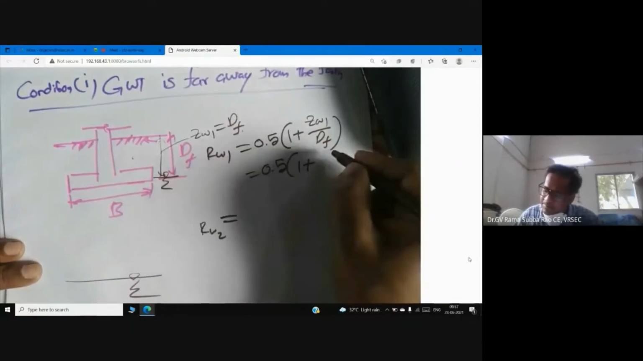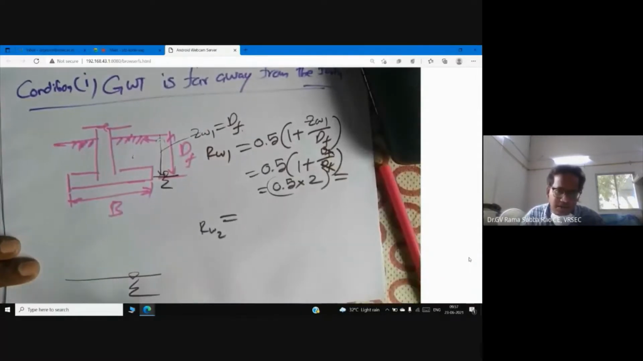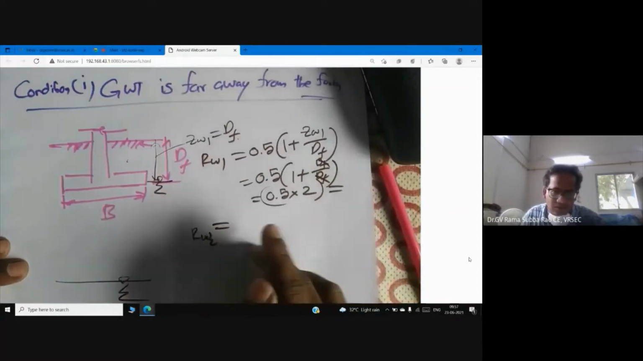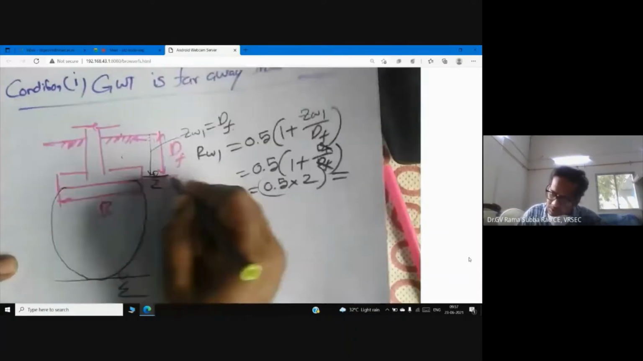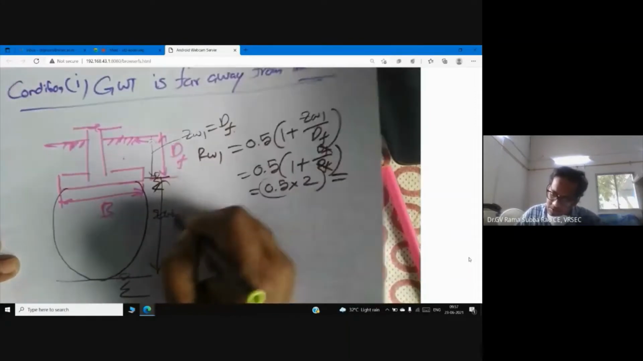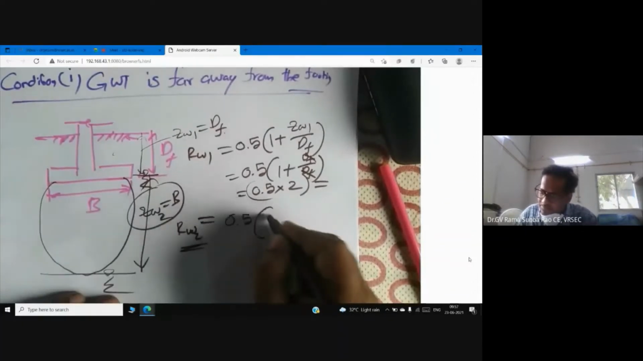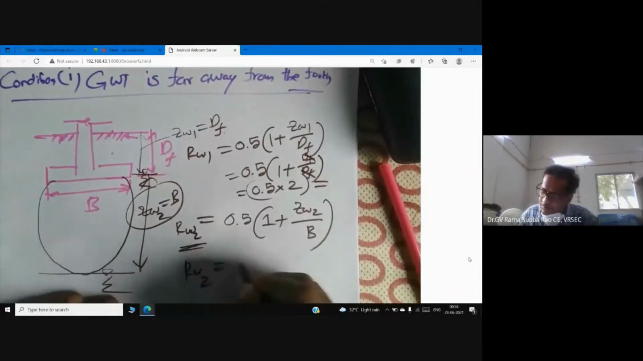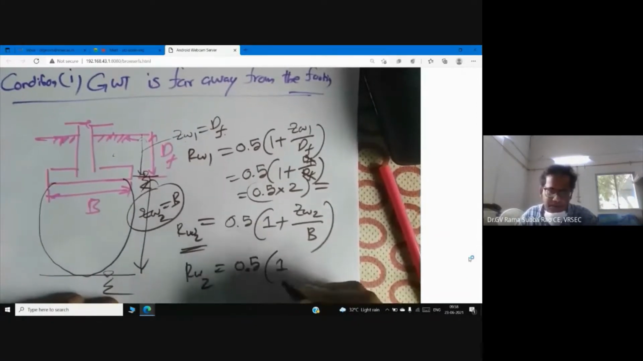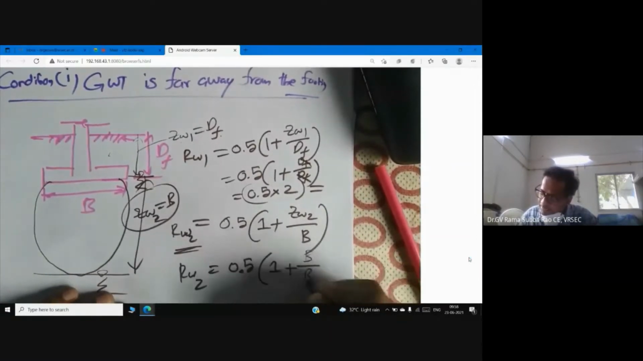Can anyone tell me what will happen? D_f by D_f. Can anyone tell me 0.5 into 1 plus 1, 2? How much is it? Just speak now. For example, here you see the water table is here. What I am trying to tell you, Z_w2 is equal to B. What is R_w2 now? Z_w2 by B. Can anyone tell me what is R_w2? 0.5, 1 plus B by B. So what is the answer now?